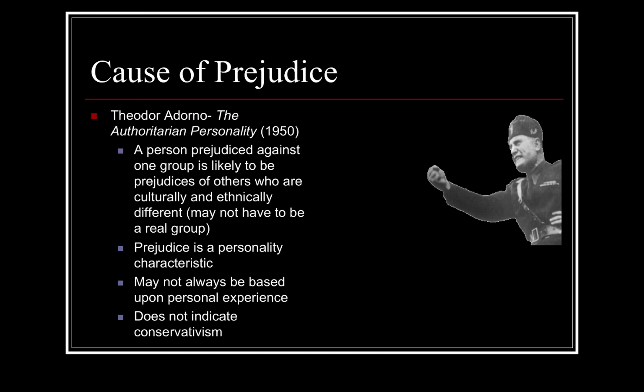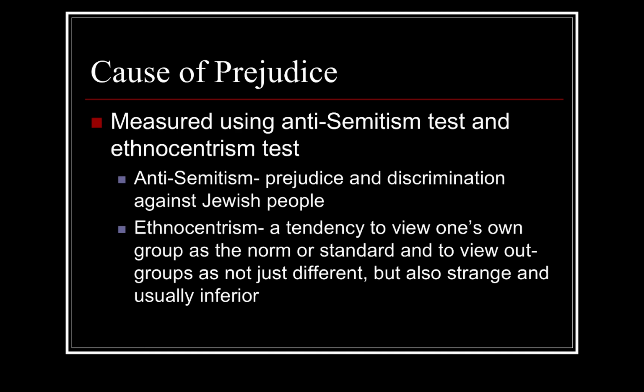Prejudice, according to his theory, is a personality characteristic, and the prejudices that they hold may not always be based upon personal experience. And what's also important to note is that although a person may be prejudiced, that does not always indicate conservatism, so it's not a political identity. Adorno used an anti-Semitism test and an ethnocentrism test to really see how people are prejudiced.